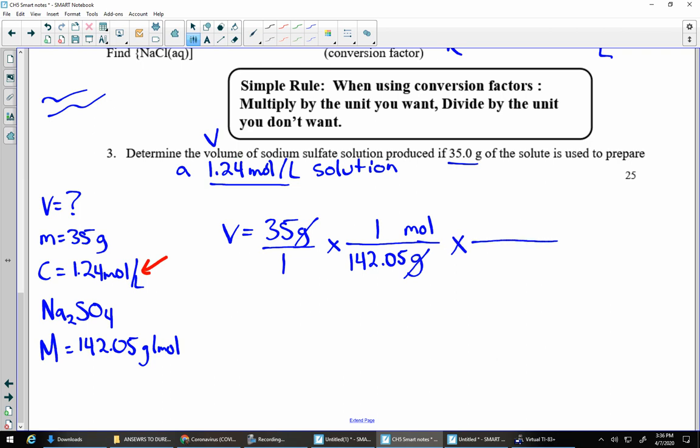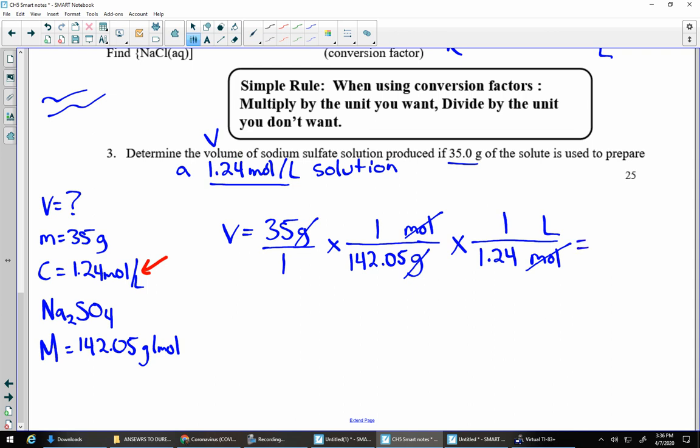So I might want 1 more conversion factor here to give me liters. Awesome. So I have in my concentration now, I've got moles and liters. So I want to get rid of moles, so I'm going to put it on the bottom. Moles on the top, cancel with moles on the bottom. I want to end up with liters, so liters has to go on the top. Now I know it is 1.24 moles for every 1 liter.